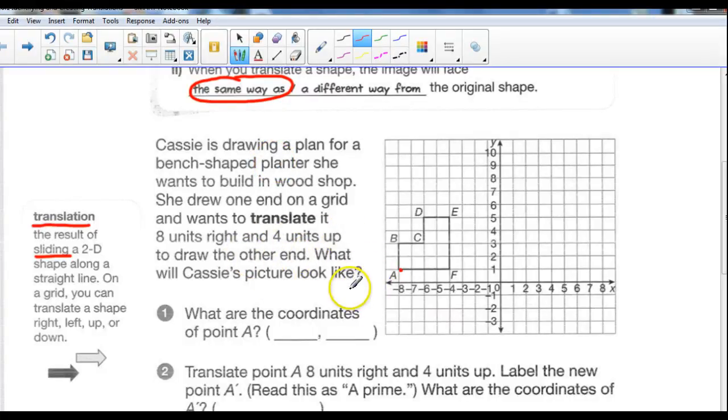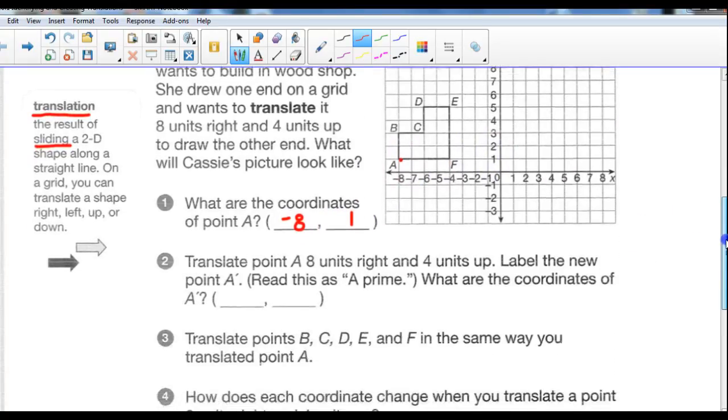Okay, so first off, what are the coordinates of point A? We have to pick a point. So we're going to go along the x-axis, and we know that it's -8. And then we read the y-axis up here, and it's +1. Okay, so that's the coordinate of point A.